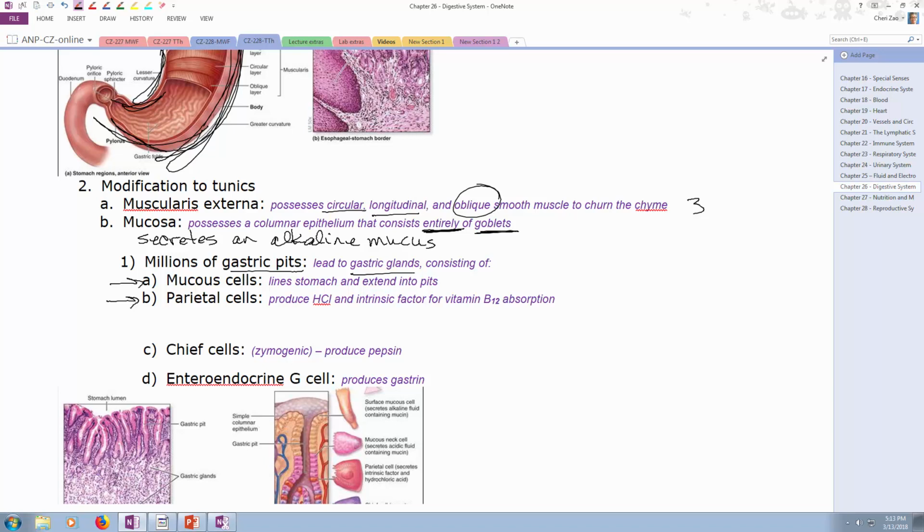The parietal cells are the cells responsible for producing the hydrochloric acid. They also produce this thing called intrinsic factor, which is absolutely necessary for oral absorption of vitamin B12. So intrinsic factor and hydrochloric acid are produced by our parietal cells. And B12 is absolutely necessary for appropriate red blood cell production. B12 is absorbed in the small intestine, more specifically in the ileum.